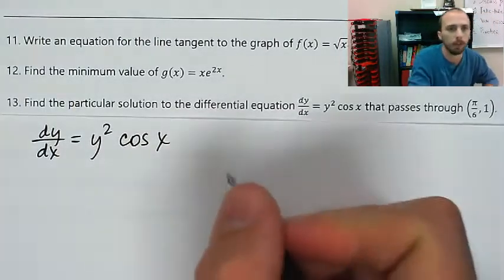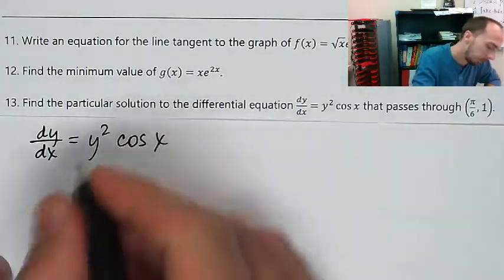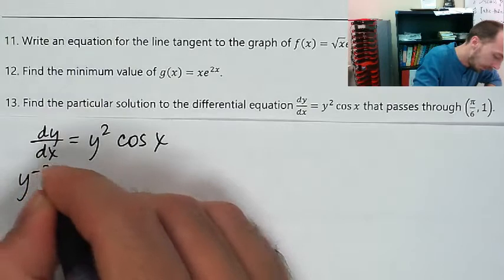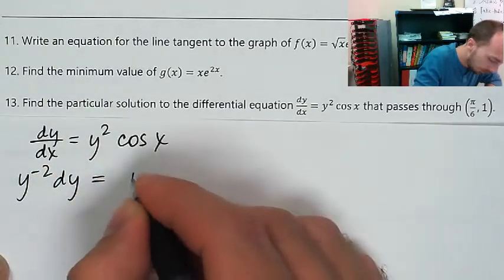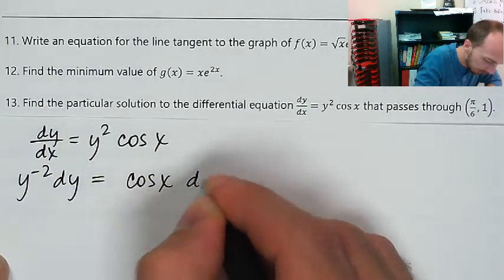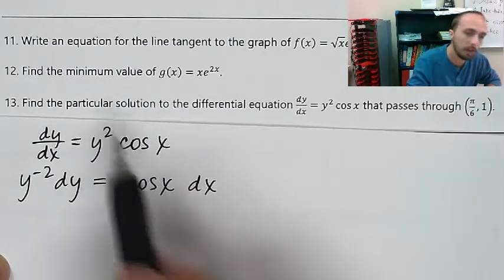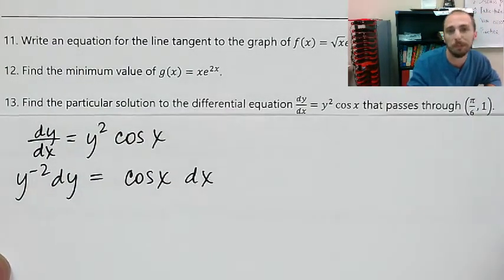As much as possible, try not to copy the problem. That was a waste of time, but it's all right. I'm going to do y to the negative 2 dy is equal to cosine x dx. I need to use separation of variables, right? That's how we find a particular solution to a differential equation in AP Calculus.